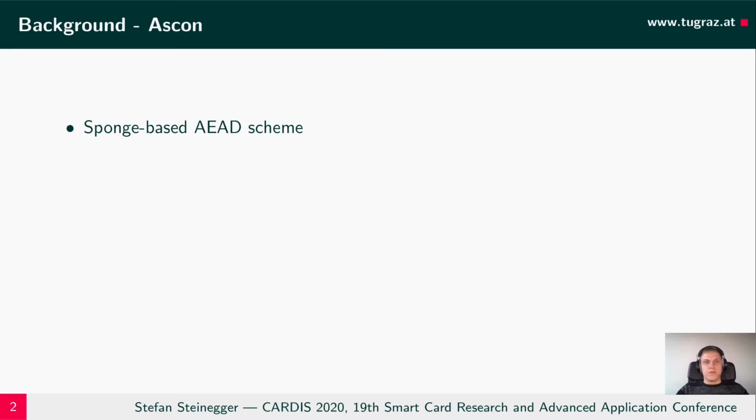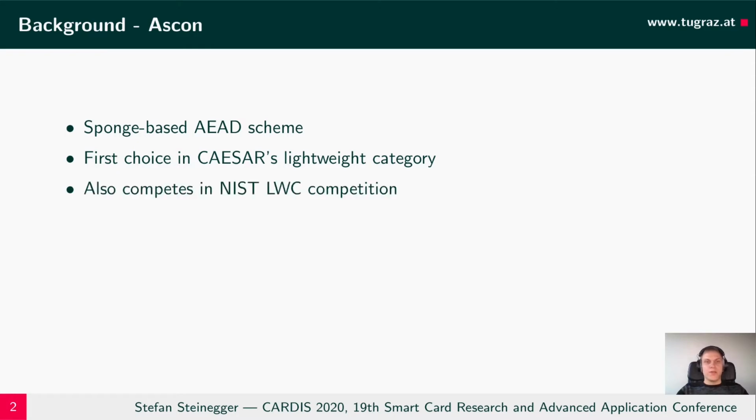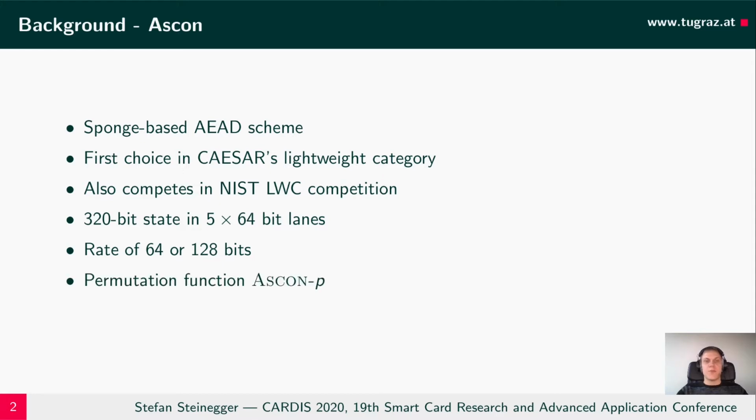First, we've got Ascon. Ascon is a sponge-based authenticated encryption with associated data scheme. It was the first choice in the CAESAR competition in the lightweight category, and it currently also competes in the NIST lightweight crypto competition. It operates on a 320-bit state that is divided into 5 64-bit lanes. It operates at the rate of 64 or 128 bits, depending on the configuration used, and it makes use of the permutation function Ascon-p. Ascon can do authenticated encryption, hashing, and pseudorandom number generation.